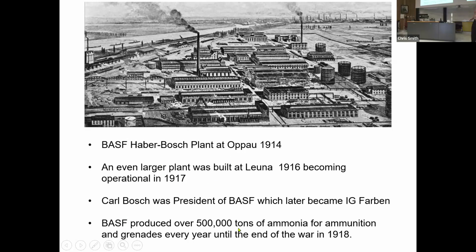Bosch becomes the president of BASF, which eventually becomes this company called IG Farben, which we'll feature in a moment. And you can see Bosch promises the German government that he will produce tons and tons of ammonia. So over the period, these plants produce 500,000 tons of ammonia for munitions almost every year until the war ends in 1918. So an enormous amount of ammonia was provided to make nitrate for the German war effort.